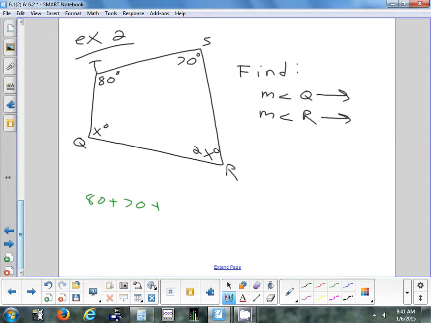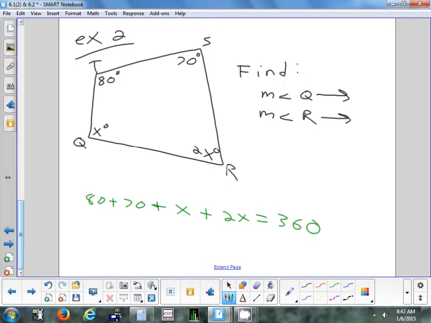Angle T plus S plus angle Q plus angle R. What do they all add up to? 150 plus 3x. So what do all those angles add up to, though? Yeah, add up to 360. Okay, T, S, R, and Q. Add them all together, and you're going to get 360.